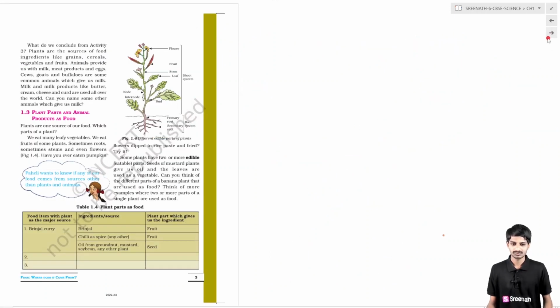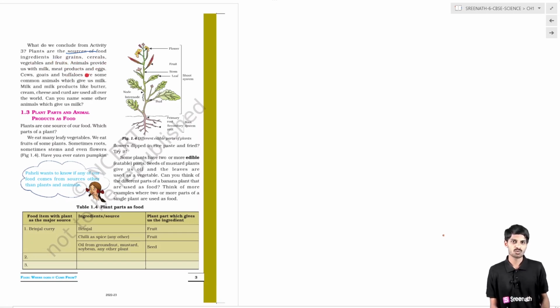Now, what do we conclude from activity 3? Plants are the sources of food. What have you concluded? That plants are the source of food. There are ingredients like grains, cereals, vegetables and fruits. All these come from plants.